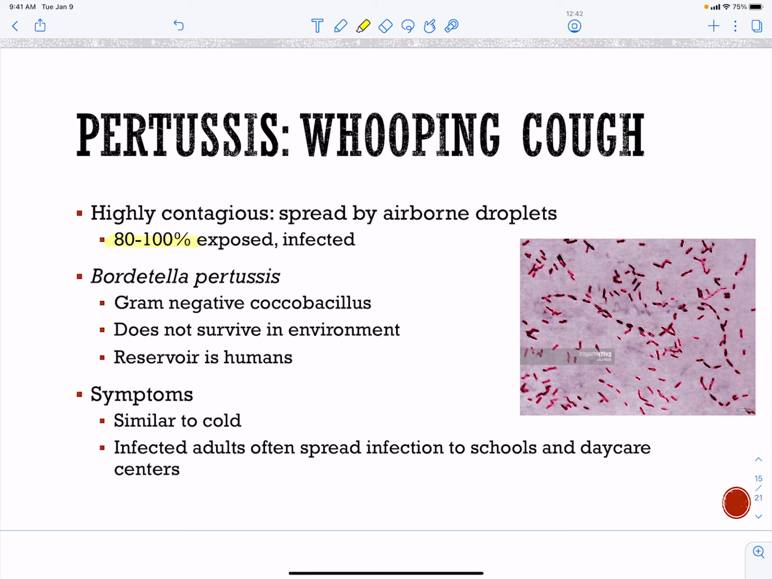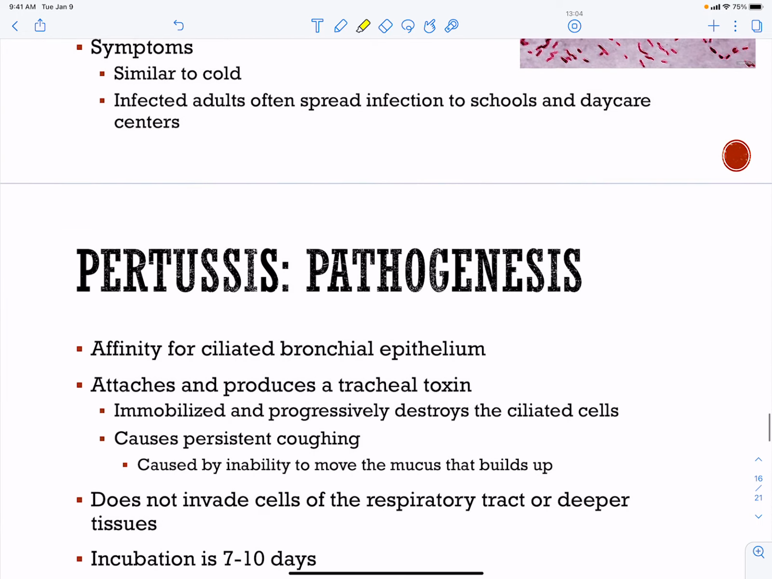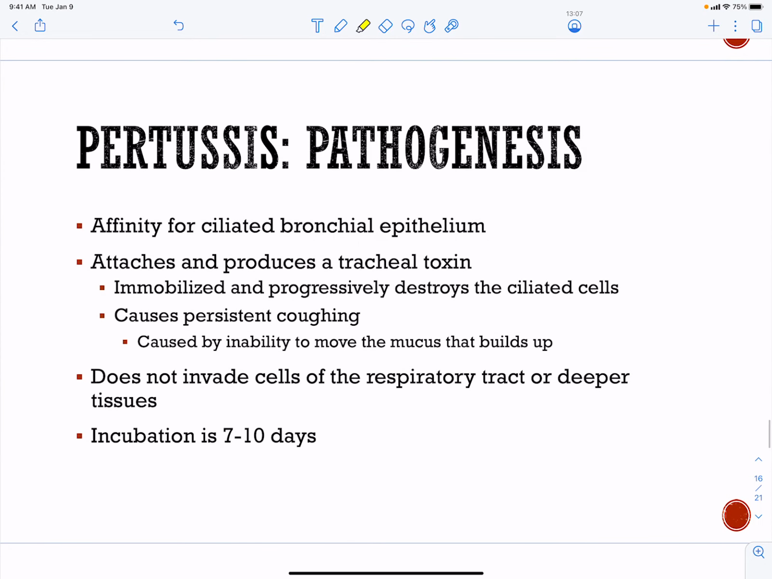It's a coccobacillus. It's a gram-negative, so it has this pink-red color, has sort of rounded ends. Its only reservoir is human, so human-to-human spread is the way that this guy gets around. It's going to have symptoms similar to a cold, and again, in daycare centers, schools, pertussis will spread very quickly. So pertussis loves the ciliated cells.